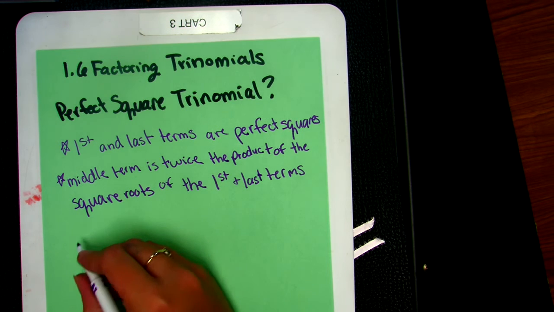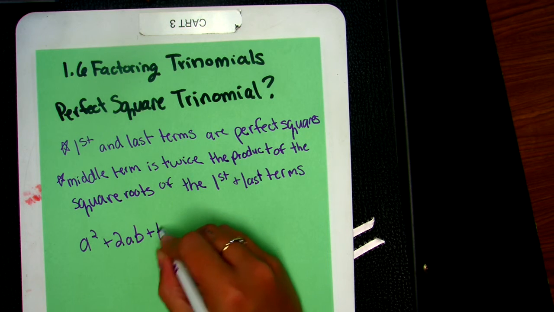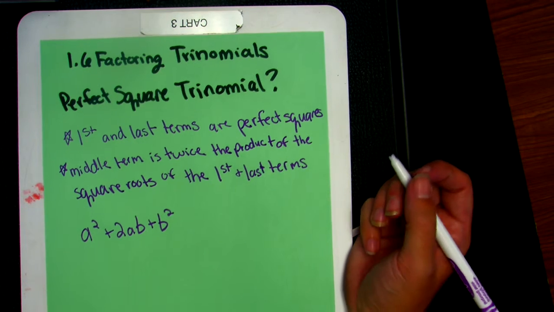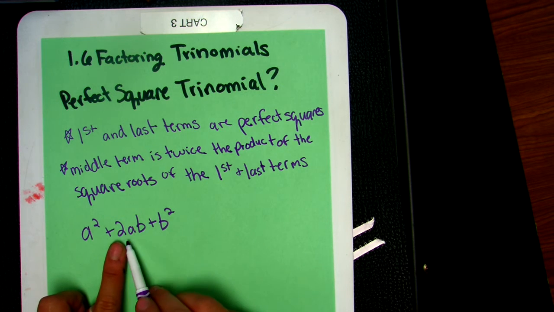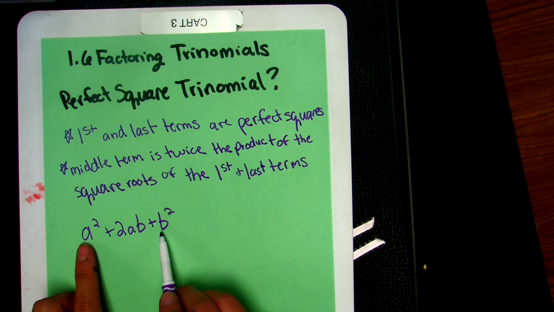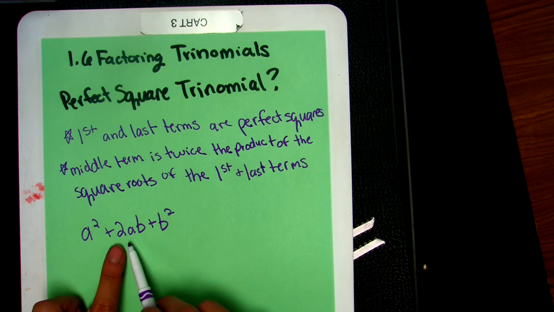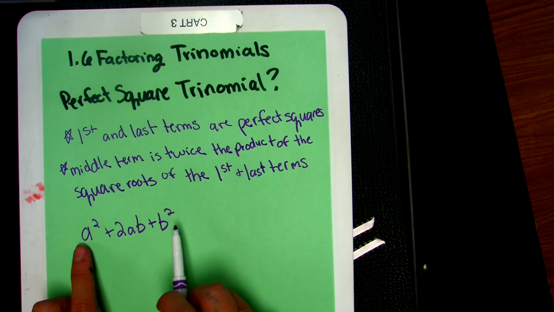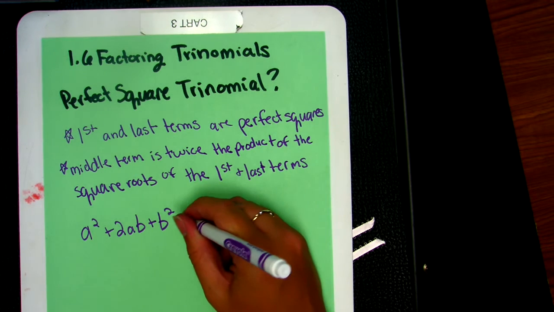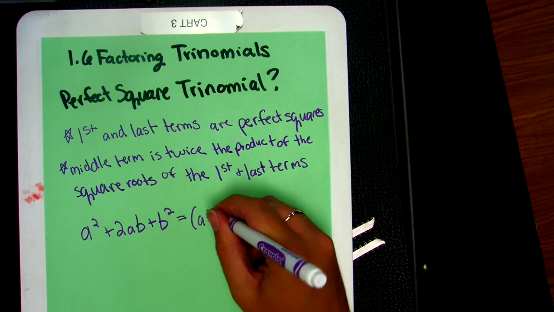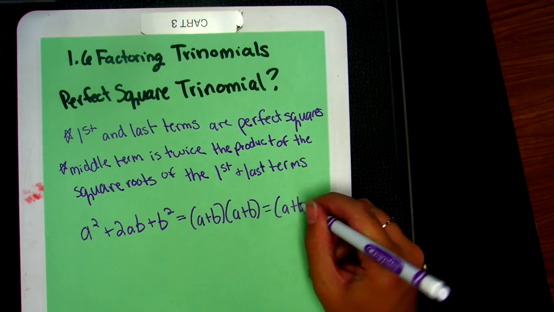If we have a squared plus 2ab plus b squared, this qualifies as a perfect square trinomial. The first and last terms are perfect squares, and that middle term is twice the product of the square roots of the first and last term. The square root of the first term is a, the square root of the last term is b. So that middle term is 2 times a times b, where a and b are the square roots of the first and last terms. So what is this equal to whenever we factor it? It's equal to a plus b times a plus b, which we can also write as a plus b squared.